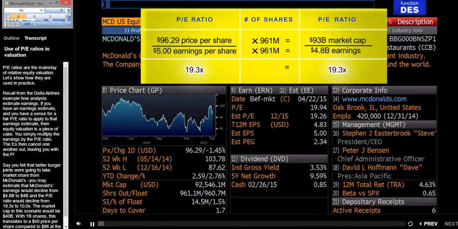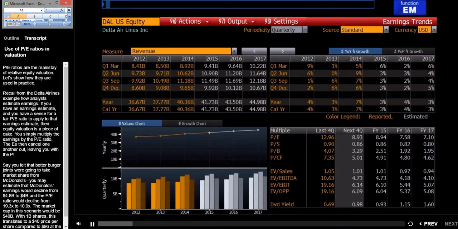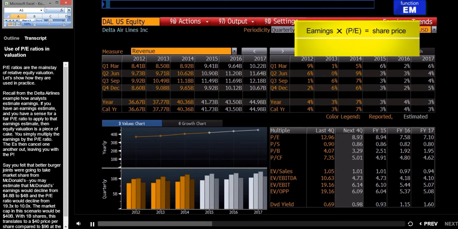PE ratios are the mainstay of relative equity valuation. Let's show how they are used in practice. Recall from the Delta Airlines example how analysts estimate earnings. If you have an earnings estimate and you have a sense for a fair PE ratio to apply to that earnings estimate, then equity valuation is a piece of cake. You simply multiply the earnings by the PE ratio. The E's then cancel one another out, leaving you with the P.